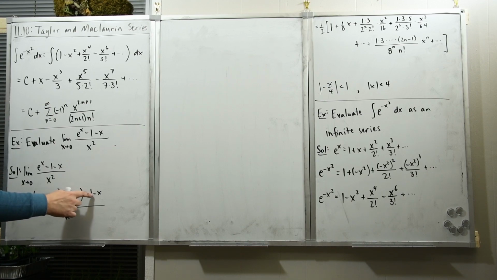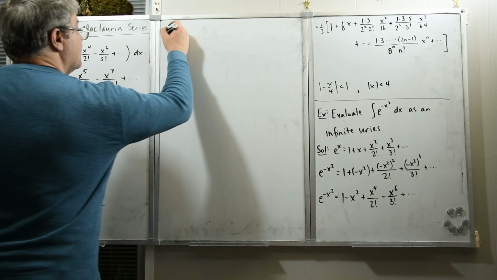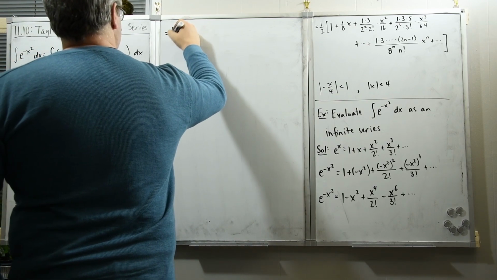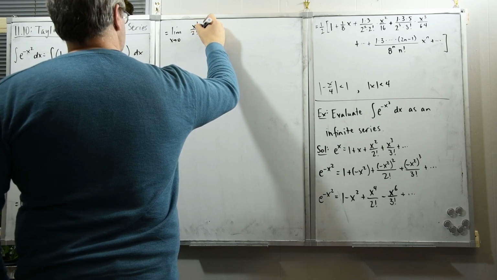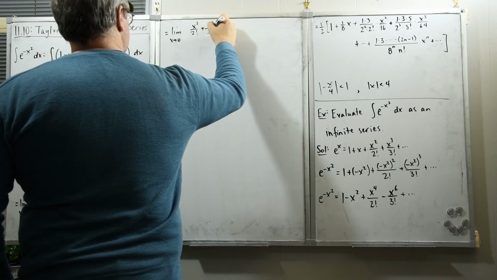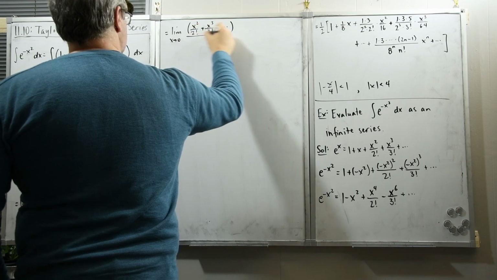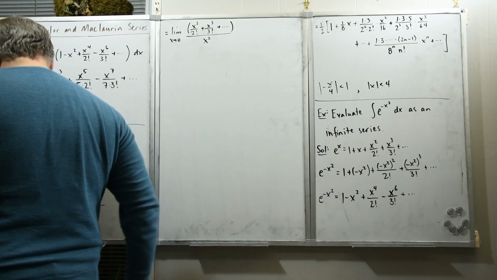But the 1 here and the negative 1 here will cancel. The x here and the negative x here will also cancel. And so we end up with the limit as x approaches 0 of x squared over 2 factorial plus x cubed over 3 factorial and so forth, all over x squared.